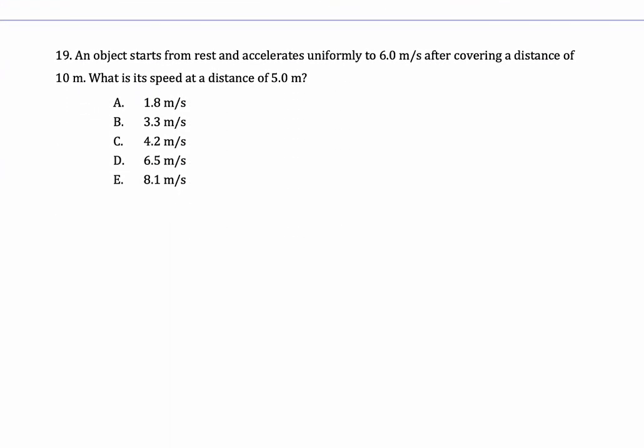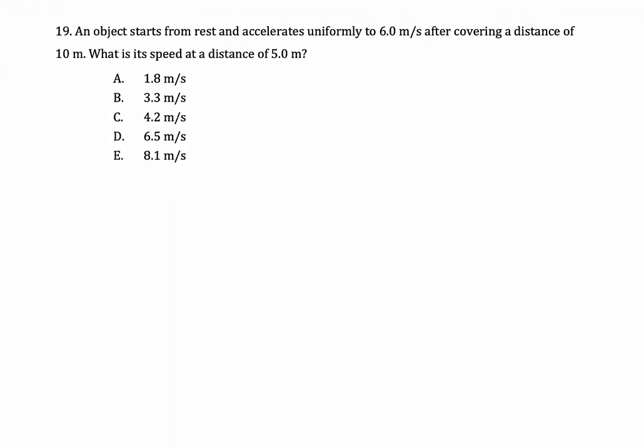And we continue with another question for kinematics. An object starts from rest, so the v initial is 0, we have the acceleration, and we have a distance. However, we need to find what is the speed at a distance of 5 meters. Now we're going to try to take the third law of the motion to see if we can answer directly, but I'm not sure about this.